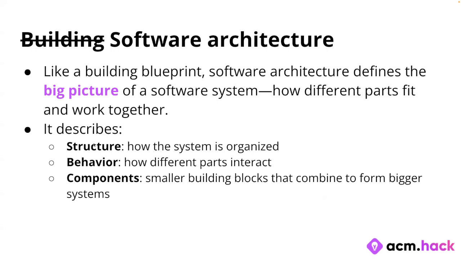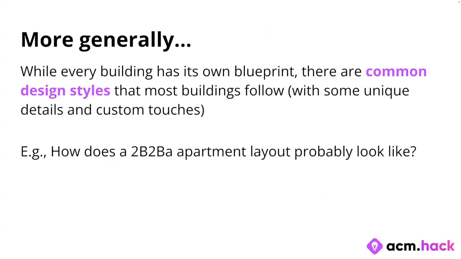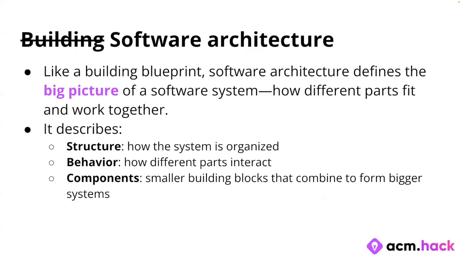Specifically, it also describes these three parts: the structure, behavior, and components. The structure is about how the system is organized, the overall layout, and the behavior is about how different parts interact with each other. And the components are the smaller parts, the building blocks that combine to form bigger systems. So this is pretty general.